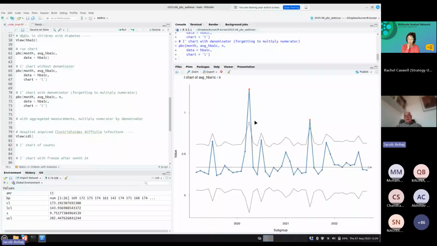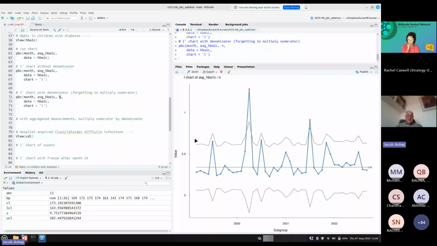Now something's wrong here. No, do you mean the denominator, Jakob? Are you going to use the denominator as a third argument? The third argument is the denominator. The first argument is the numerator. The third argument is the denominator. Yes, yeah. Thank you. But something is wrong in this plot.